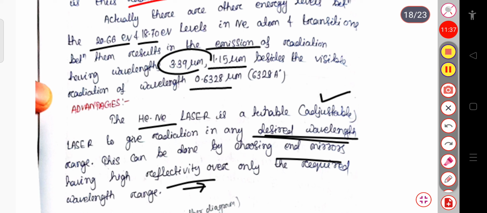Okay, so this is all about the construction and the working principle of the 4 level helium neon laser.